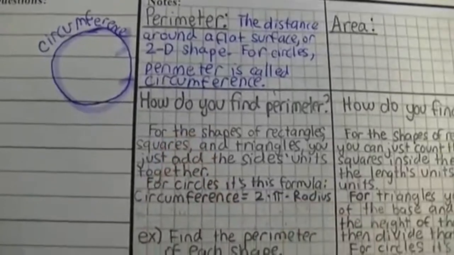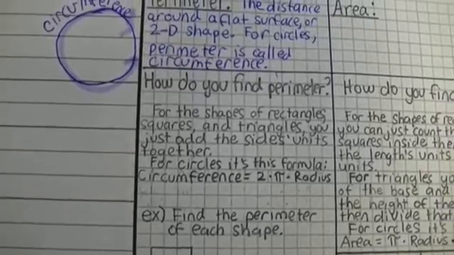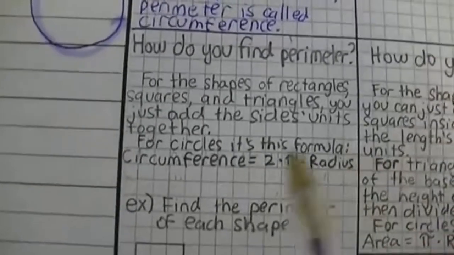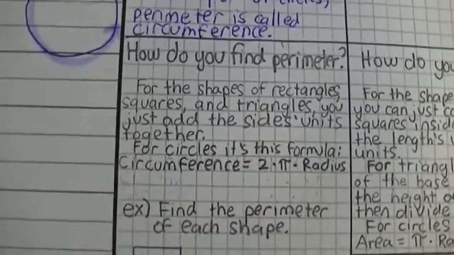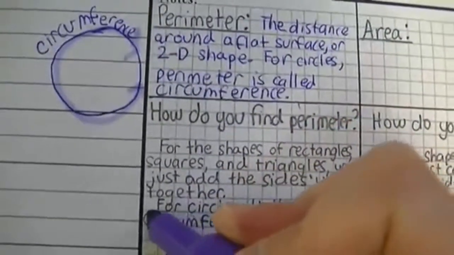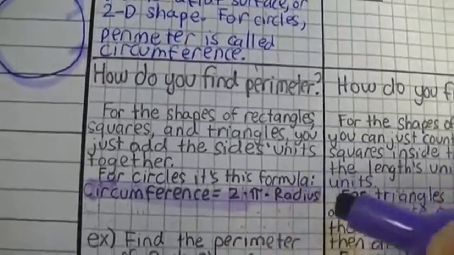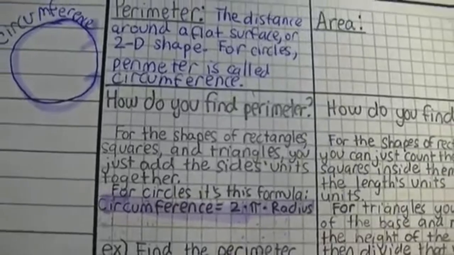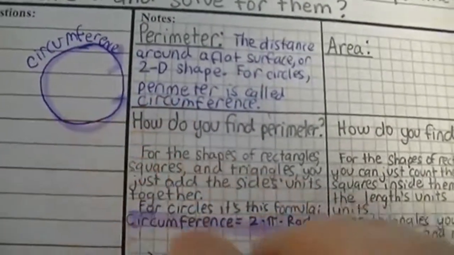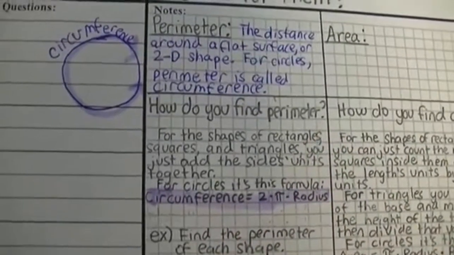Okay, so how do you find perimeter? For shapes like rectangles, squares, and triangles, all you do is just add the sides units together. But for circles, it's this formula right here. The circumference of a circle, the perimeter of a circle, is the number 2 multiplied by pi multiplied by the radius. That's how you would find the distance all the way around right here. And we'll explore that more in detail later on in a different little section of notes in a couple days.